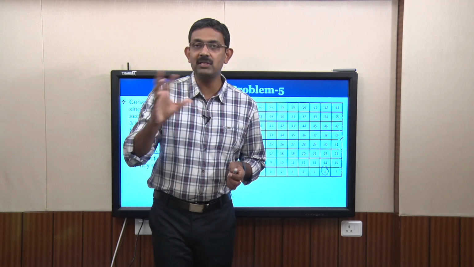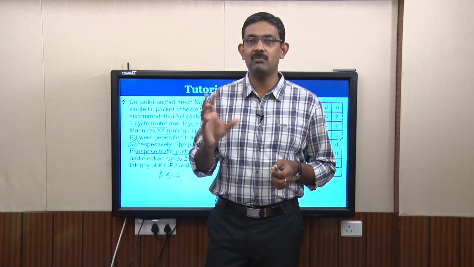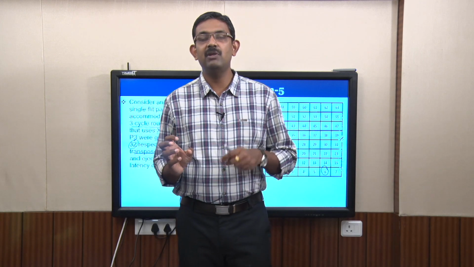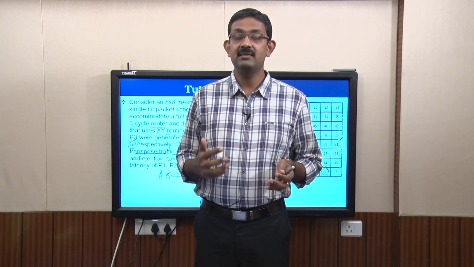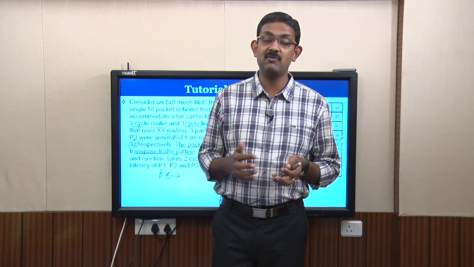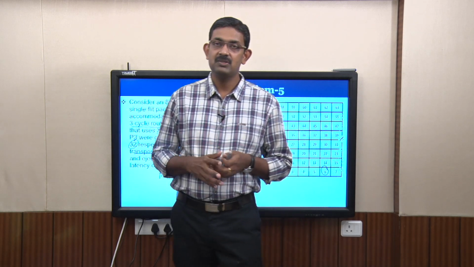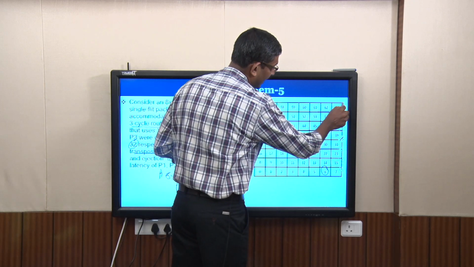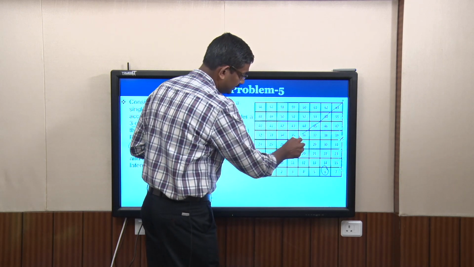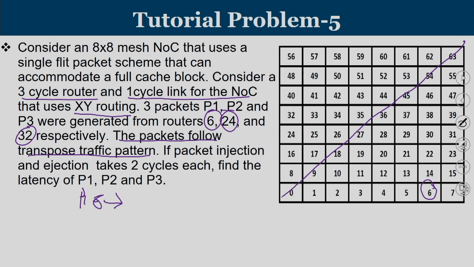So, a packet from 2, 3, where the row and column coordinates are 2 and 3, will be moving to 3, 2. 7, 1 will be moving to 1, 7. 3, 3 will not be moving anywhere; it will have the same location. So, based upon the transpose pattern, there is a leading diagonal. So, this is the leading diagonal. The elements in the leading diagonal have the same source and destination.